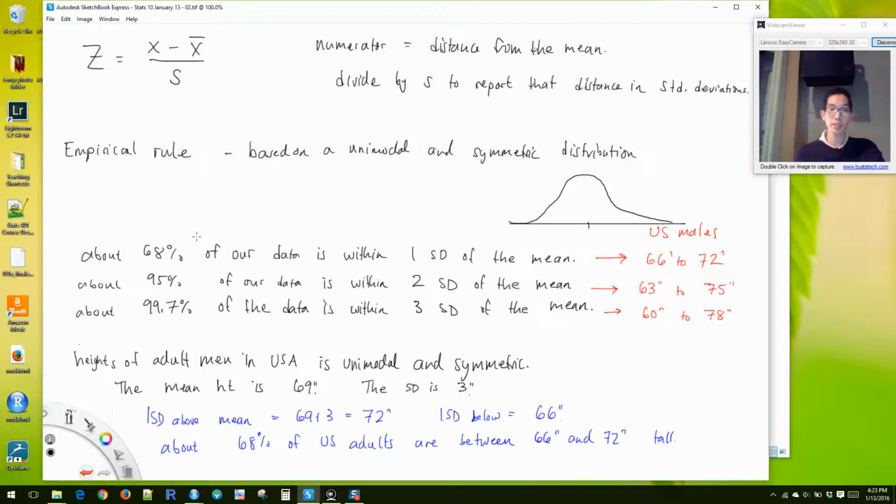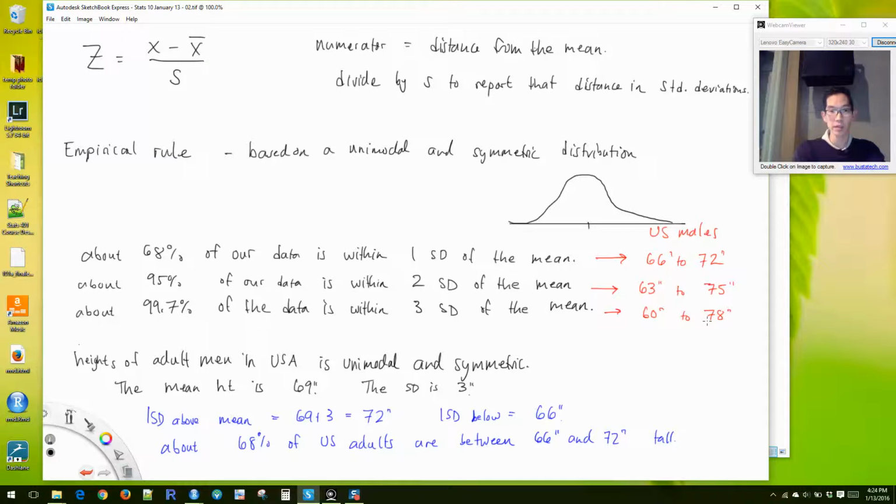So going back to Z-scores, someone who is 78 inches tall would have a Z-score of +3. This person is 3 standard deviations above the mean. This person has a Z-score of +3.